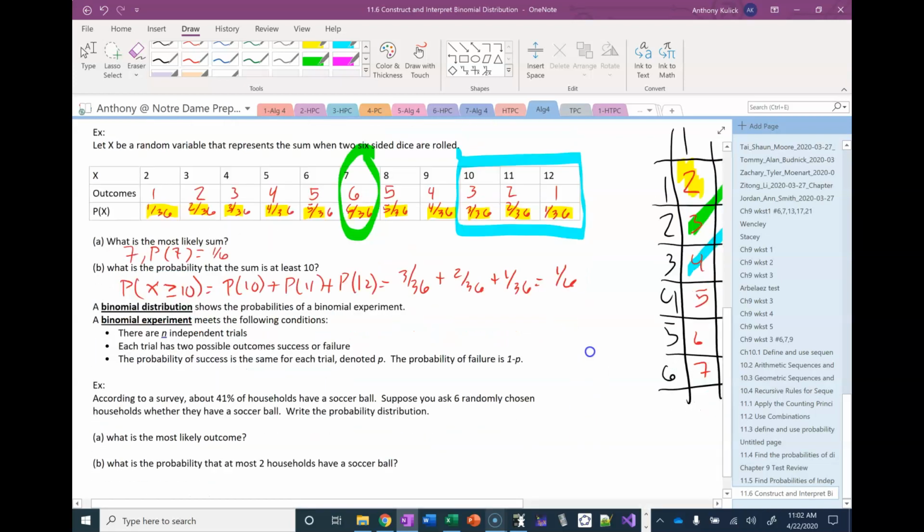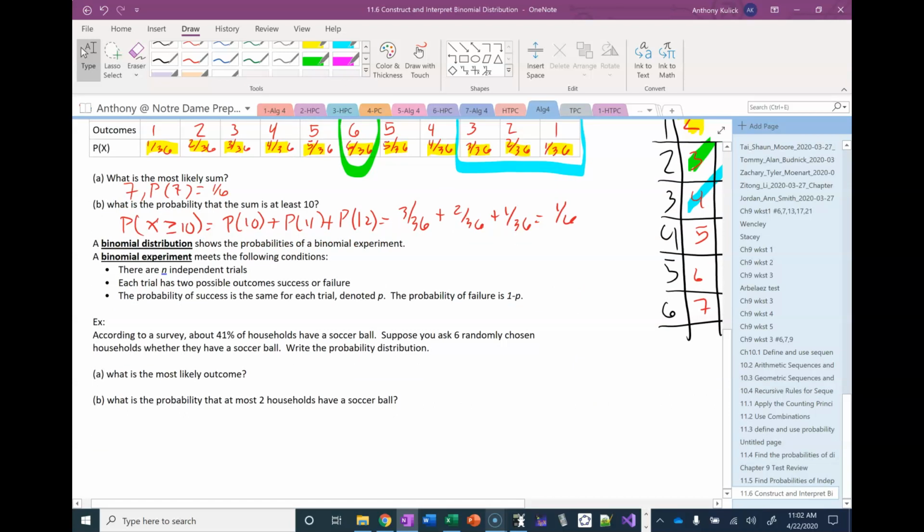Now, a special kind of probability distribution, the one that we're going to be focusing on here in this section, is called a binomial distribution. And we say the binomial distribution shows the probabilities of a binomial experiment. And a binomial experiment meets the following conditions. So there's n independent trials. Each trial has 2 possible outcomes, success or failure. And the probability of success is the same for each trial. We denote that success as P, which means the probability of failure then would be 1 minus P.